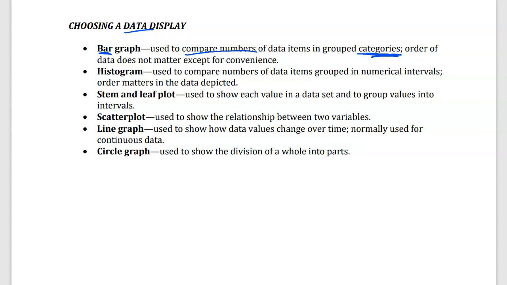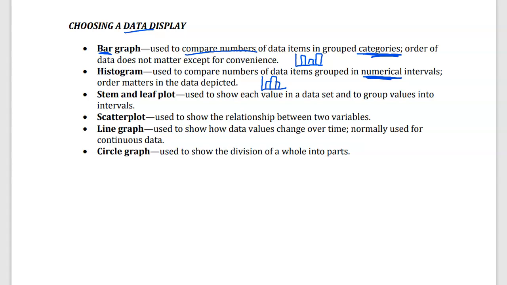A histogram is going to be looking at those numerical intervals. Remember, a histogram is like a bar graph. It's just with the bars touching. So a histogram would look like this, where a bar graph, remember, it has gaps. Okay? So these are the categories: cat, dog, spider. These are the categories of like ages. Okay?